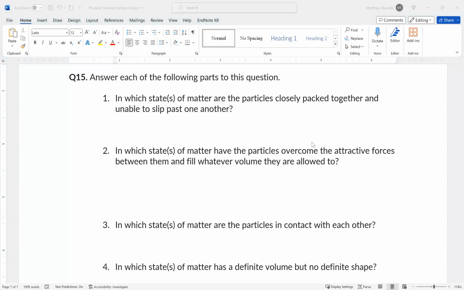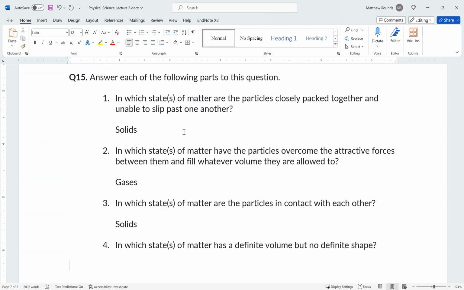Right. So number one is definitely solids. Number two is definitely gases. Number three is solids, and four is also liquids. So you got it perfect. All right, so we're just going to do one word answers. Hopefully that's okay. All right. And then liquids.